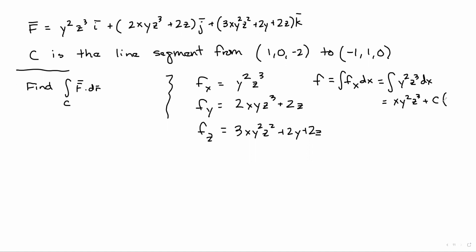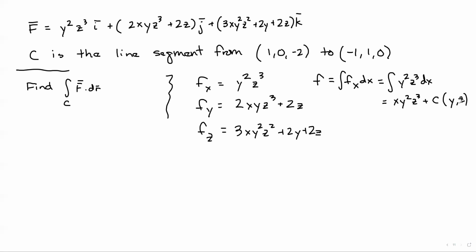Since we're integrating with respect to x, that means we're going to differentiate with respect to x to get back up. So we're going to differentiate this with respect to x to get y squared z cubed. So what could we have here whose derivative with respect to x would be 0, that would go away, right? And the answer is we could have y stuff. If this was y squared, the derivative of y squared with respect to x would be 0 and it would go away. We could have z stuff. The derivative of z squared with respect to x would be 0 and it would go away.